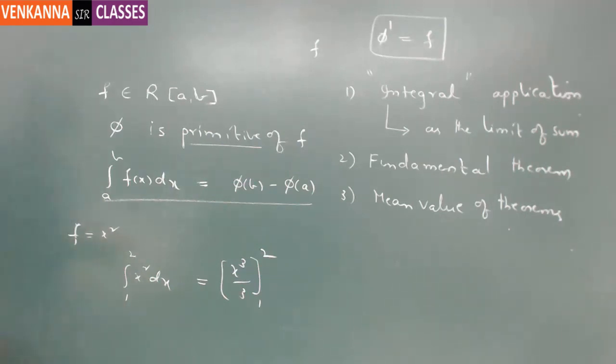So this is the statement of fundamental theorem. If we have the integrable function f and phi is primitive of f, then integral a to b f of x dx is nothing but phi of b minus phi of a. So whenever there is a function and if you want to find its integration value, then you should know its primitive. In the primitive, you are substituting the interval endpoints. Upper endpoint minus lower endpoint, you are taking that value, it is nothing but integration value. Clear? So this is the statement of fundamental theorem.